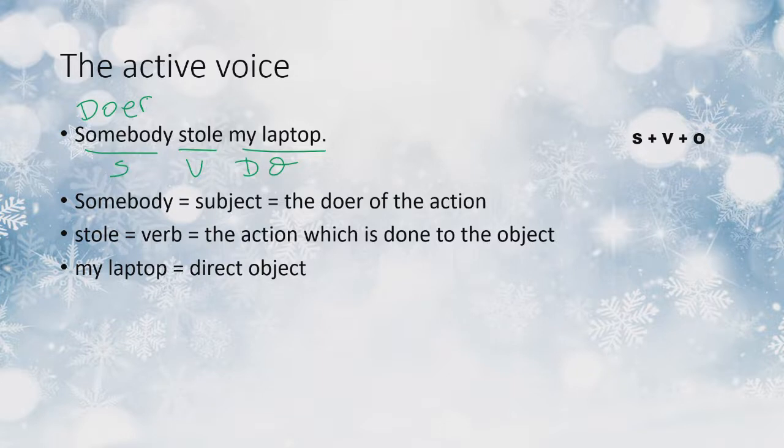My laptop is the direct object. Now notice that stole is conjugated in the past simple tense and the structure of the sentence is SVO. Now we move to the other example.